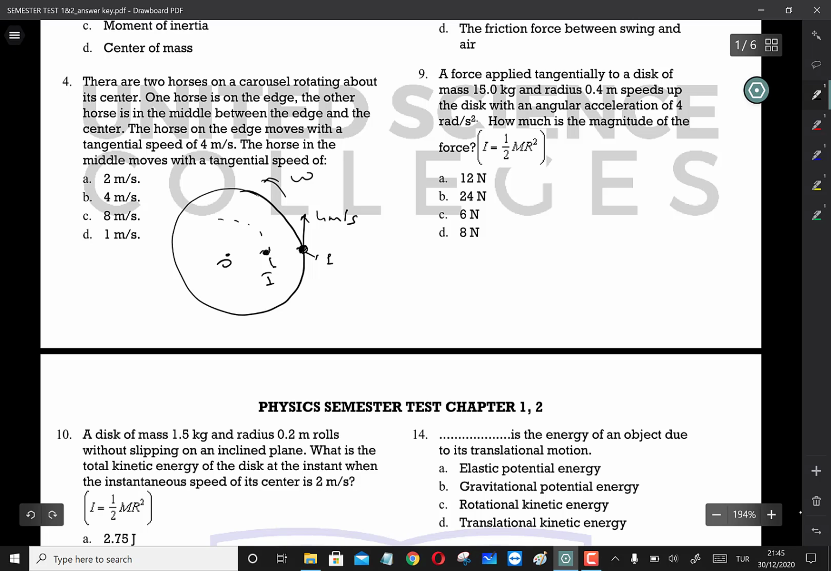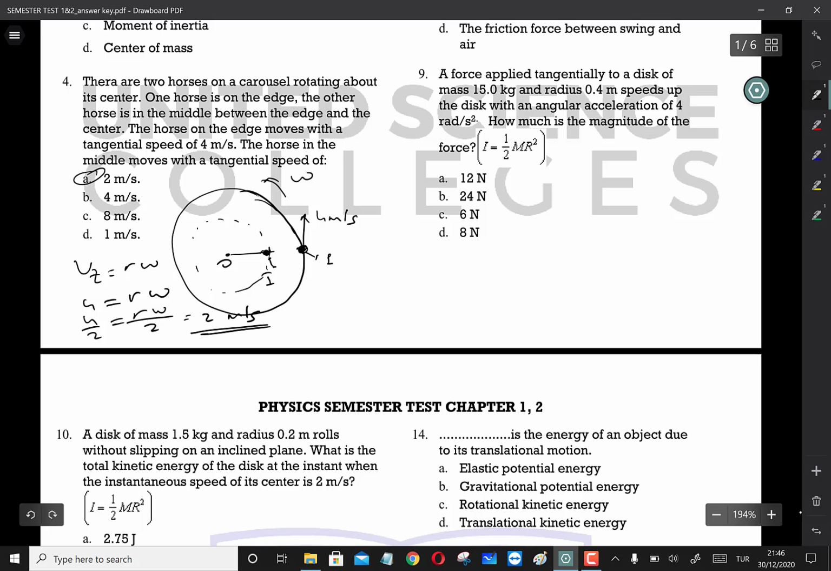Horse 2 is following a circular path, but because the radius of its circle is half of the radius of the larger one, according to the tangential speed equation, Vt is equal to r times omega. On the edge, it is 4, r times omega, but for the horse in the middle, r becomes r over 2. You are going to divide by 2. If you divide the right side by 2, you should divide the left side by 2 as well. So the answer in this case will be 2 meters per second.